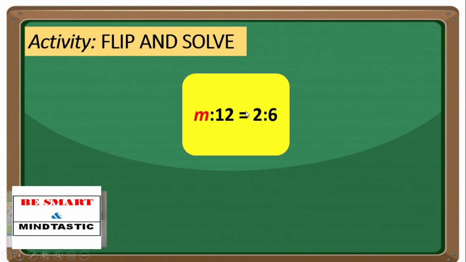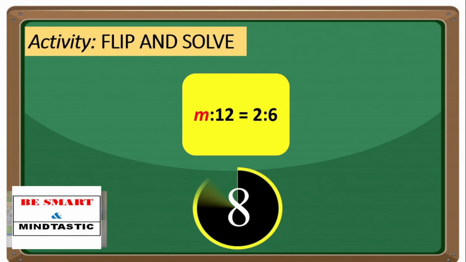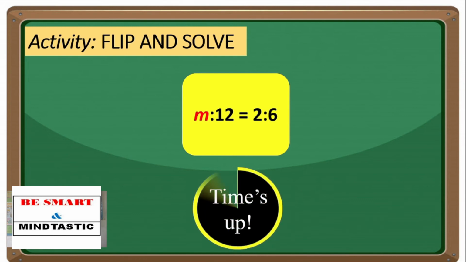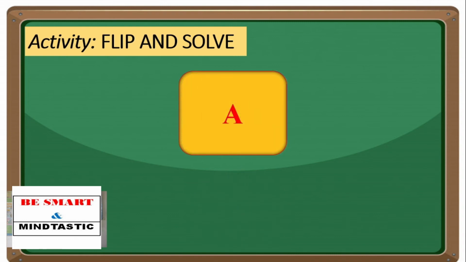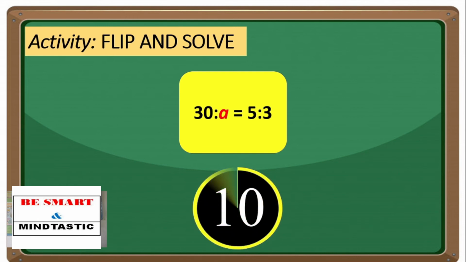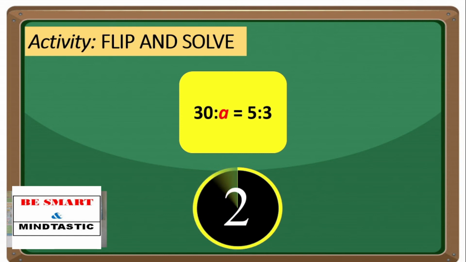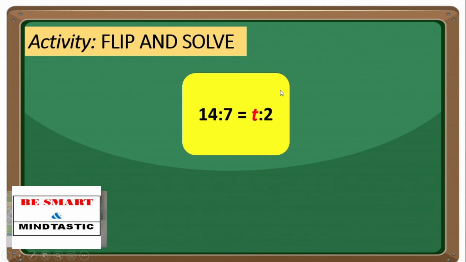Okay, next we have M is to 12 as 2 is to 6. Time's up. Okay, next we have A. 30 is to A as 5 is to 3. Time's up. Next we have T. 14 is to 7 as T is to 2.